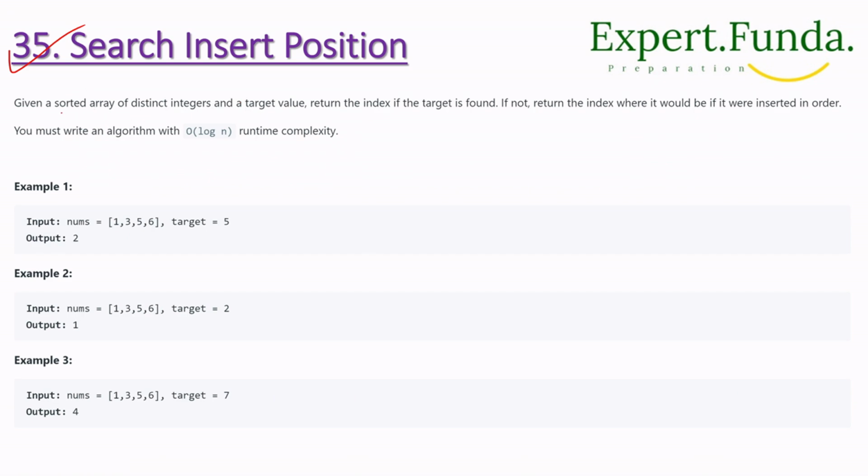We have been given a sorted array of distinct integers and a target value, and we have to return the index if the target is found. If not, we will return the index where it would be if it were inserted in order. So write an algorithm with O(log n) time complexity. Okay, so these are the things we have been given. The target is 5, so the index we have already been given.